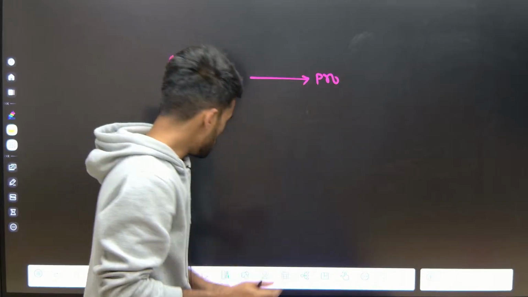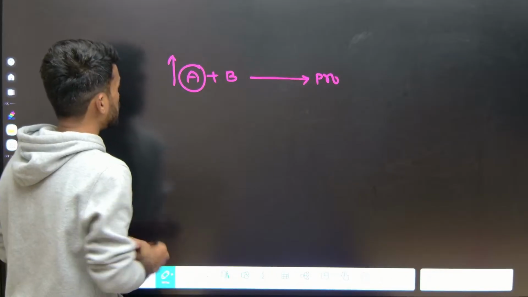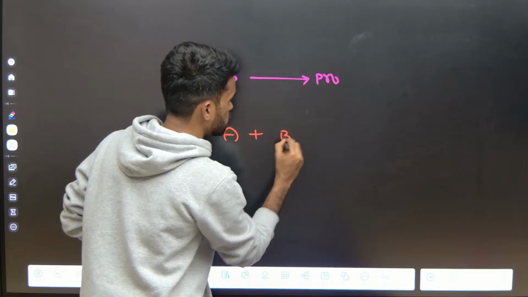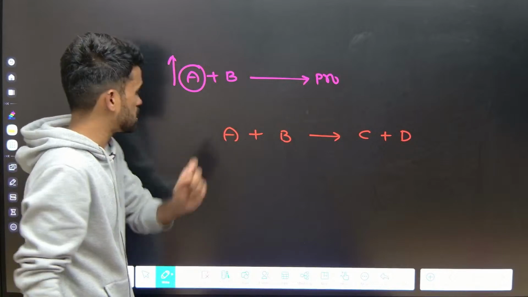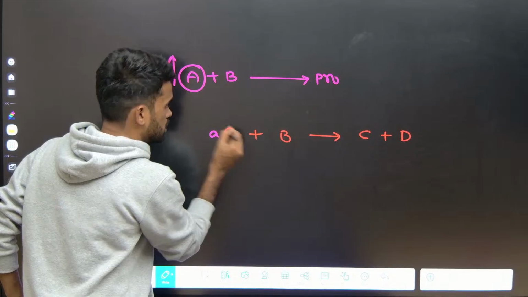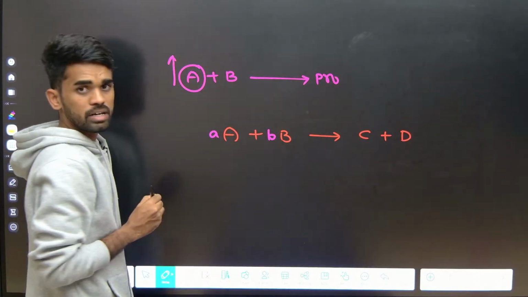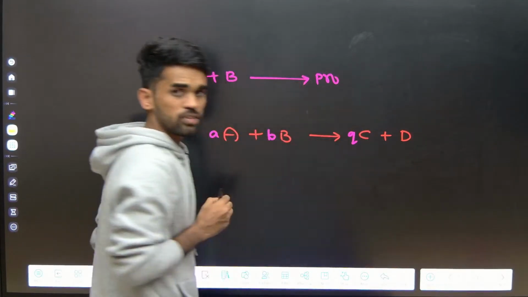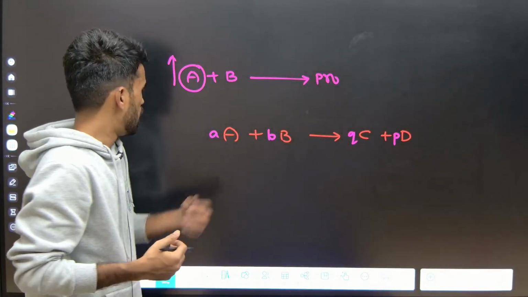So first of all, I have a chemical reaction which I am indicating like this: A plus B giving rise to some products C plus D. Let us keep the stoichiometric coefficients: a number of capital A reactants are reacting with b number of capital B reactants and forming products, q number of C and p number of D. What is this a, b, q, p?